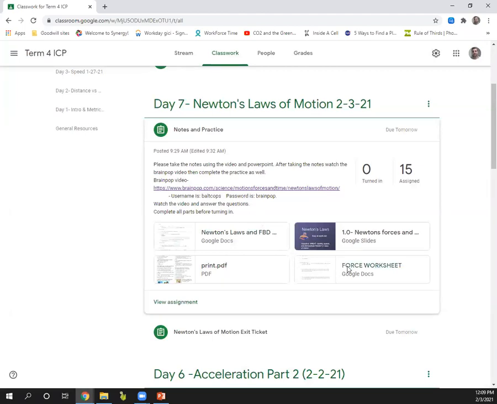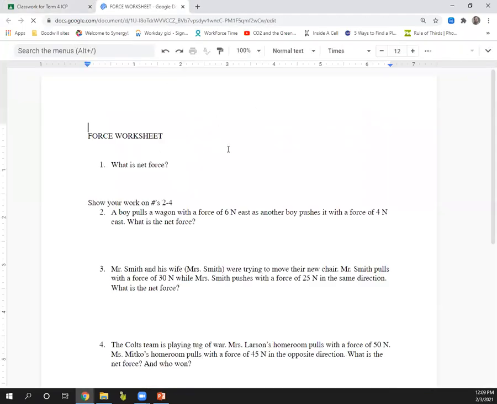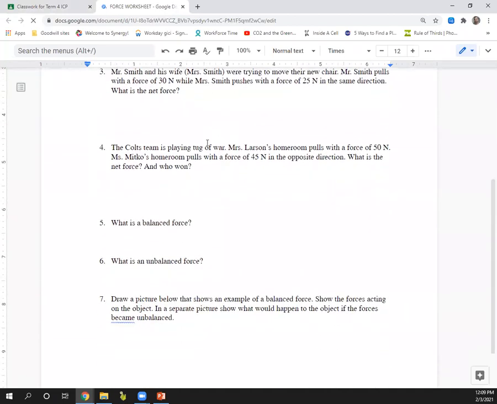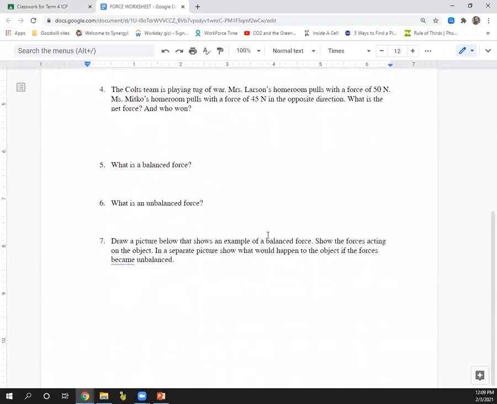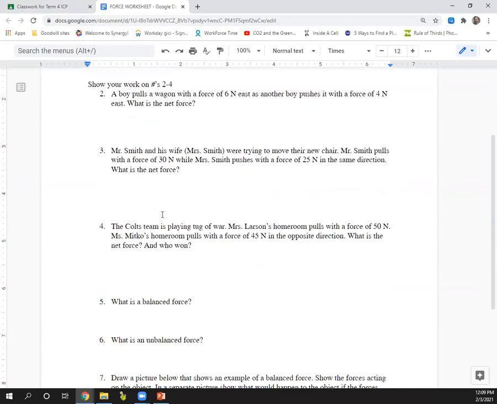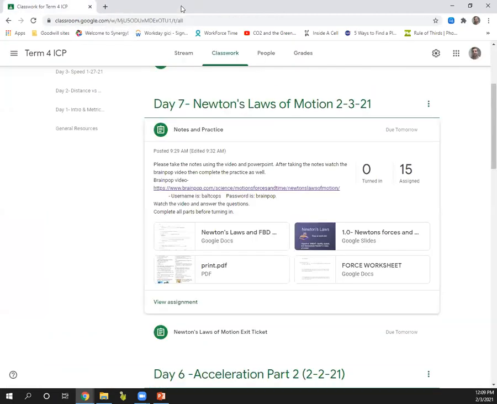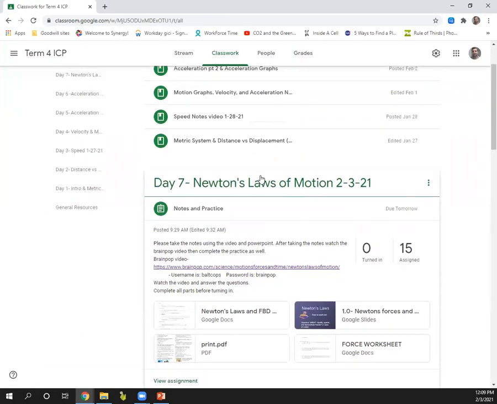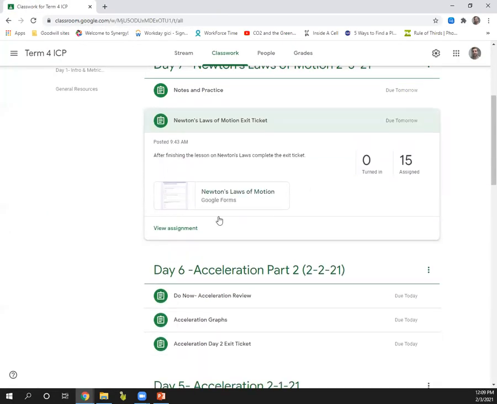Then you do have the practice. Okay, we have the force worksheet right here. So this is going to talk about what is balanced, what is unbalanced, diagramming some free body diagrams, things like that. Very simple. Fill this out, get it back to me. If you want to do some of these on paper and text me or email me that picture, that's fine as well. Then the last thing you have for day 7 is the exit ticket.